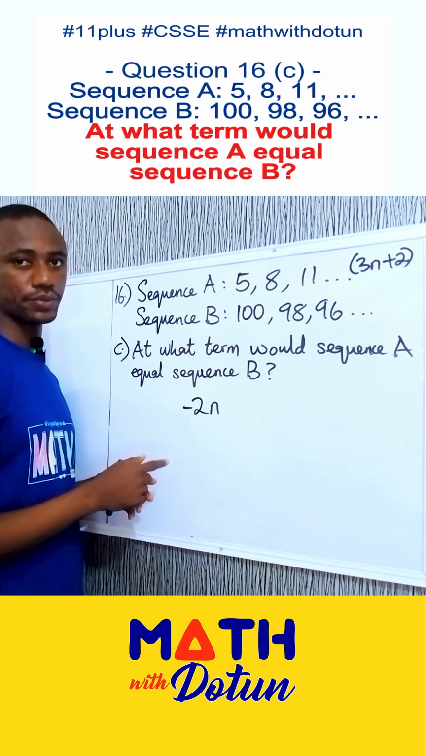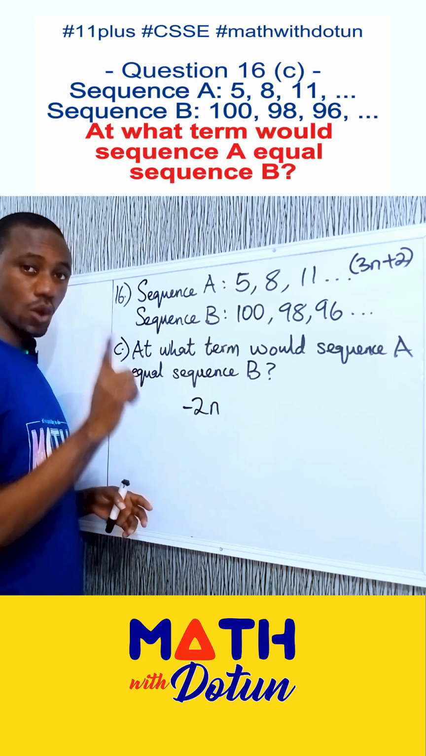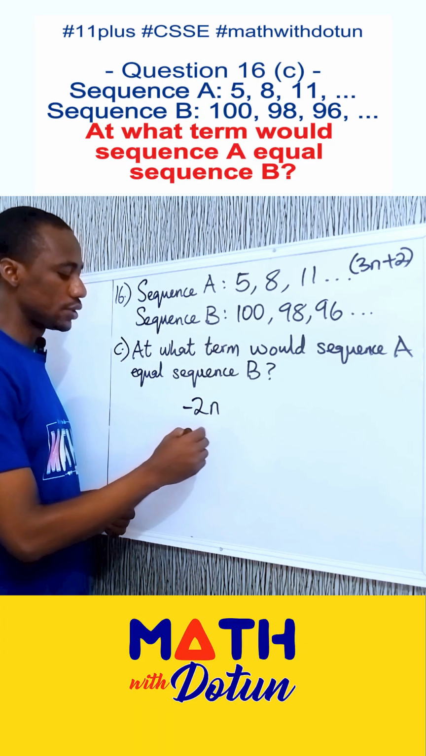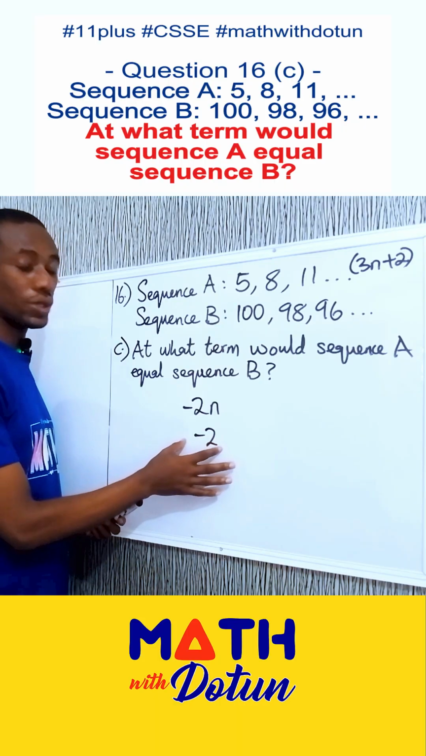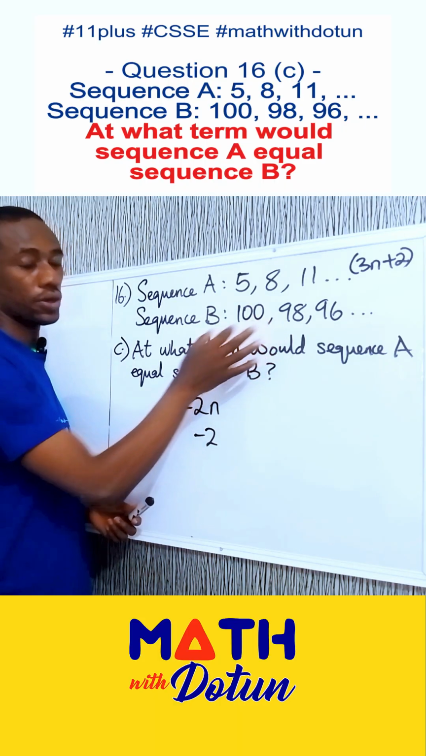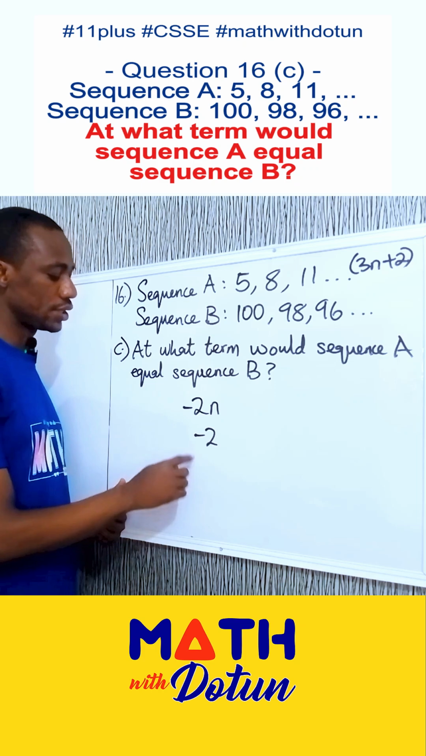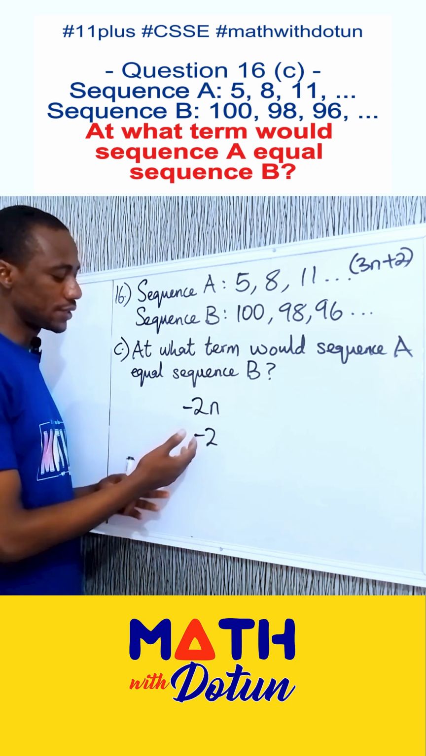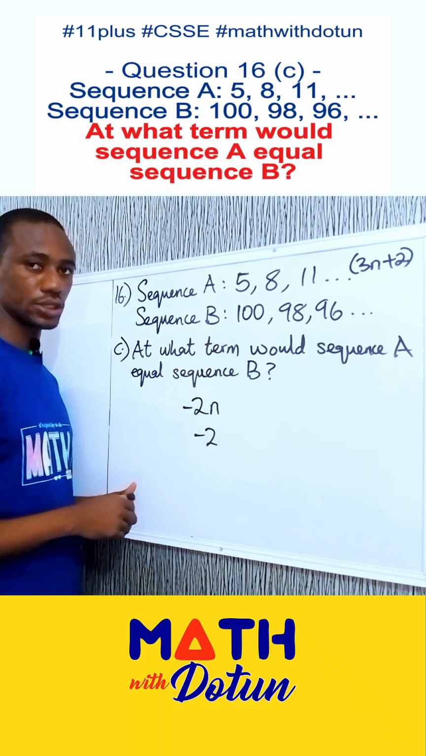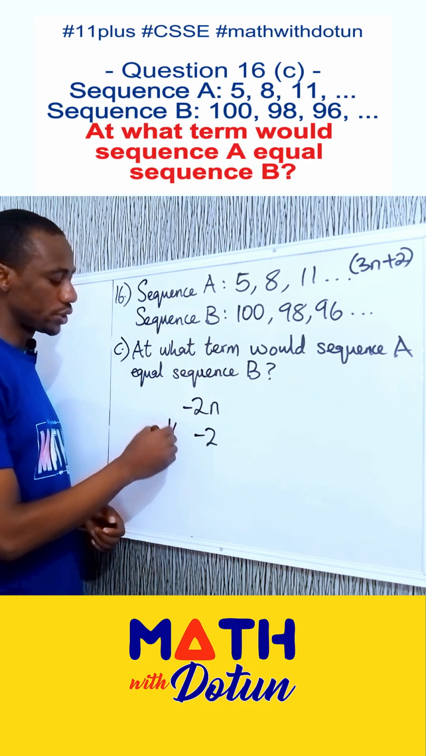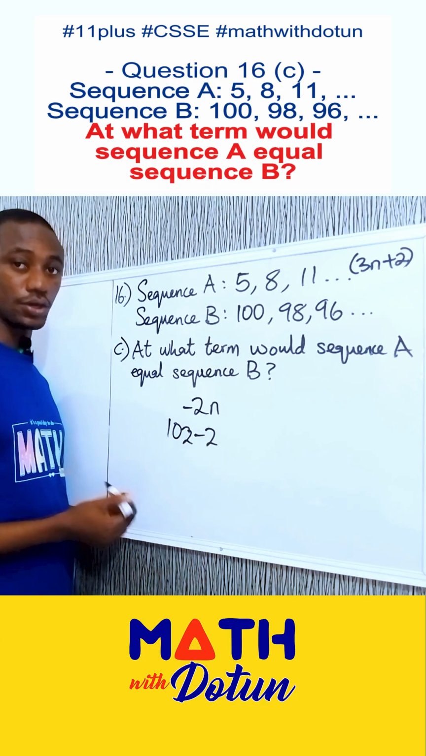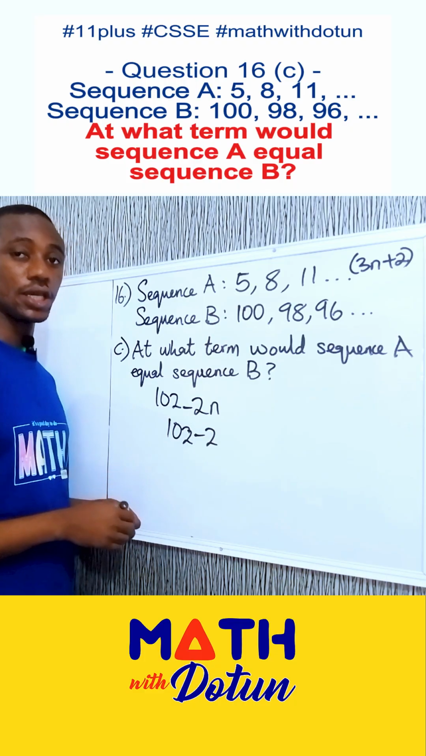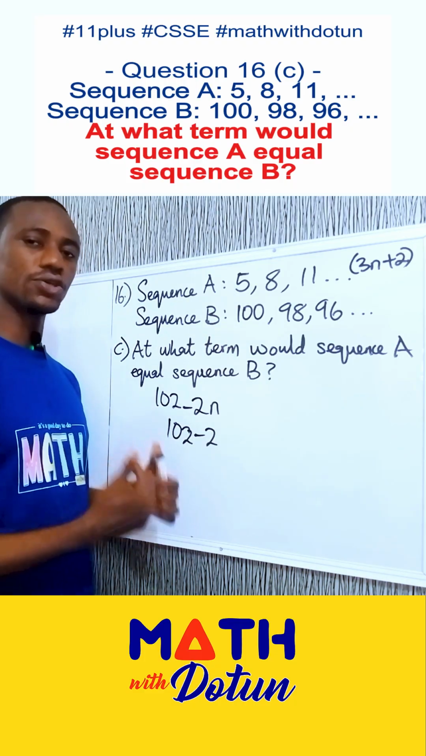So we check with the first term. n for the first term is 1, right? So negative 2 times 1 is going to give us a negative 2. So what do we add to this to give us 100? Or basically, what are you going to subtract 2 from? What are you taking away 2 from to get 100? And that should be 102, right? 102 minus 2 should give you 100. So the nth term for sequence B will be 102 minus 2n.